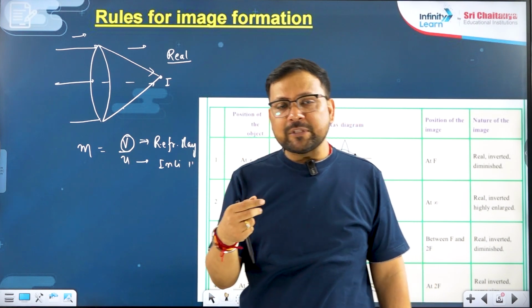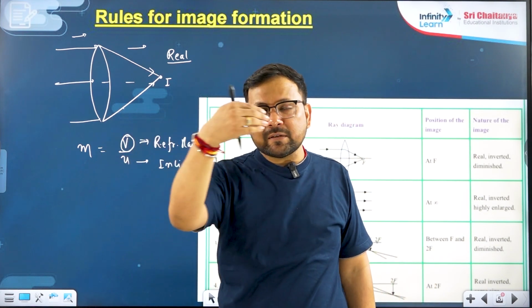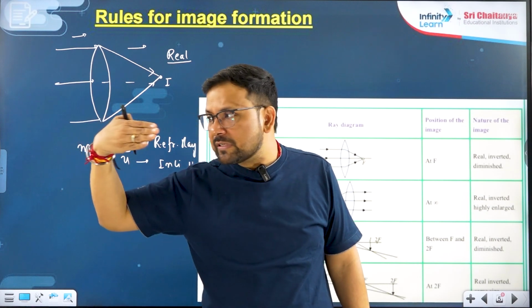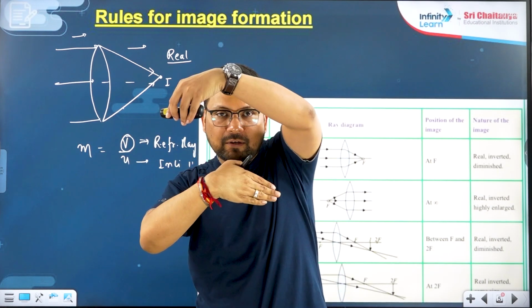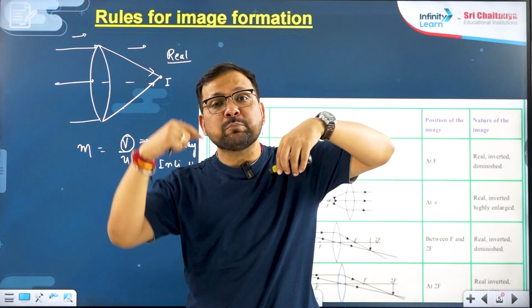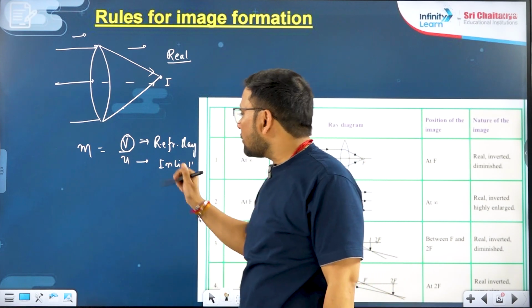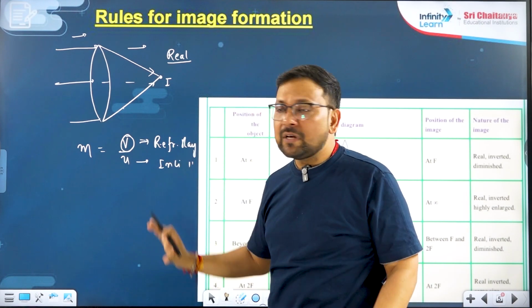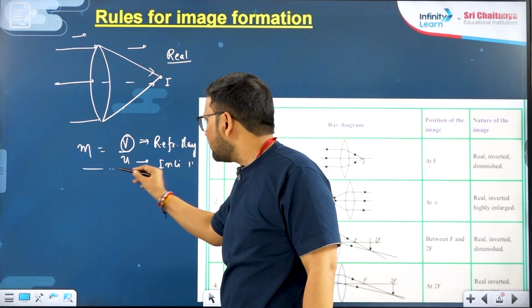In reflection, what happens? In a mirror, what happens? The mirror is reflecting it back. So u is like that and v is like that. They are moving in opposite directions, so we write minus v by u. But for a lens, the raw formula without any sign convention, m will be v by u.